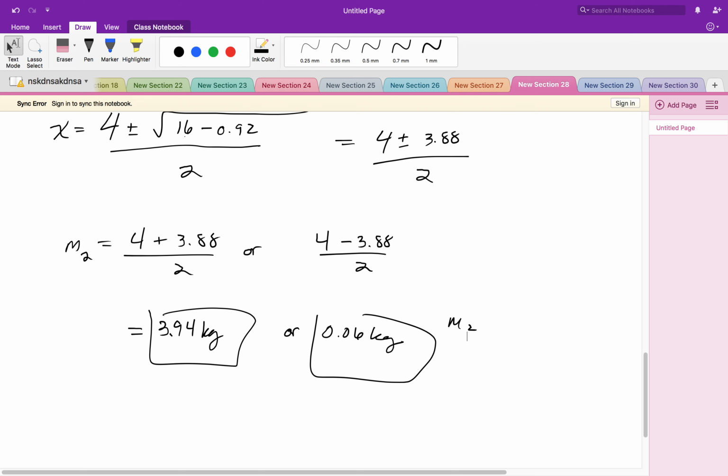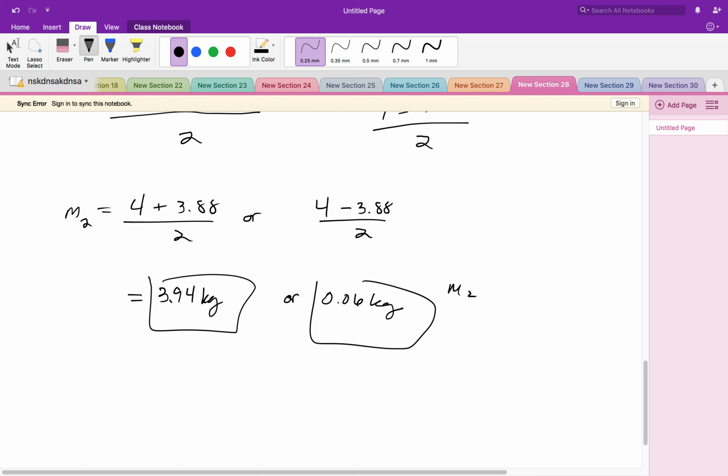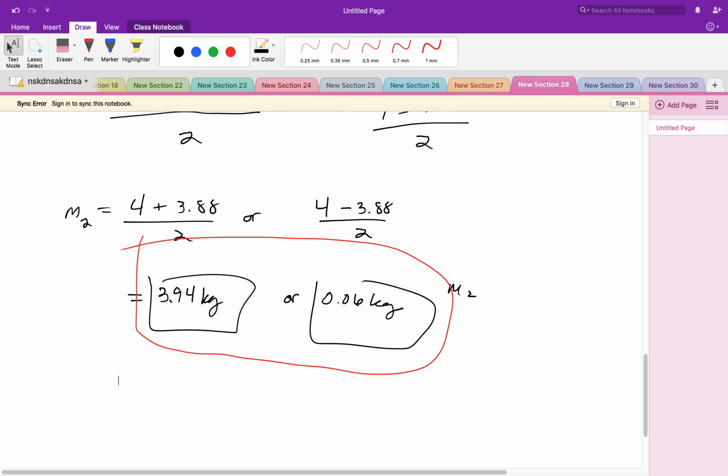In these cases, either of these is plausible. There's nothing inherently wrong with either of these. Sometimes you'll get a negative number, in which case you know that's wrong because you can't have a negative mass. But these are both theoretically fine. Basically these are the options because they have to add to 4. So if M2 is 3.94, then M1 must be 0.06. And if M1 is 3.94, then M2 must be 0.06. So you'll never know which is which, but you can say that these are the two masses for sure, because they sum to 4. So, there you go.